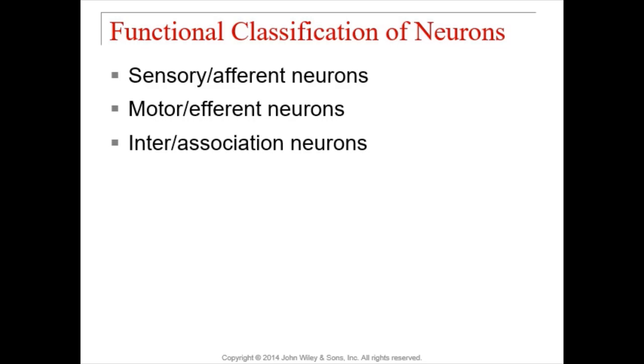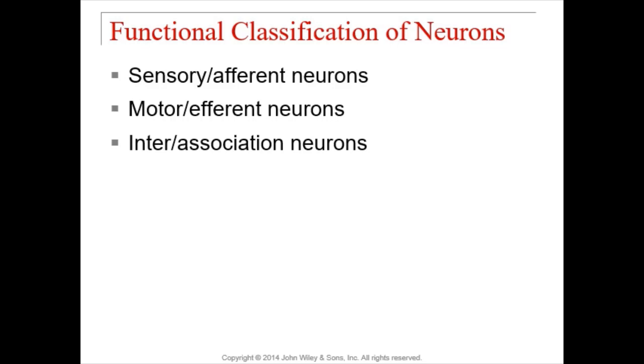Turns out they correspond to the basic 3 functions of your nervous system. Are you sensing changes in the environment, doing the sensory function? Well, that's a sensory or afferent neuron. Are you stimulating muscles for movement? Are you doing the motor function? Well, that's a motor or efferent neuron. Or are you processing information? Are you doing the integrative function? Well, you're an interneuron, sometimes called an association neuron. Those are your 3 functional classes.